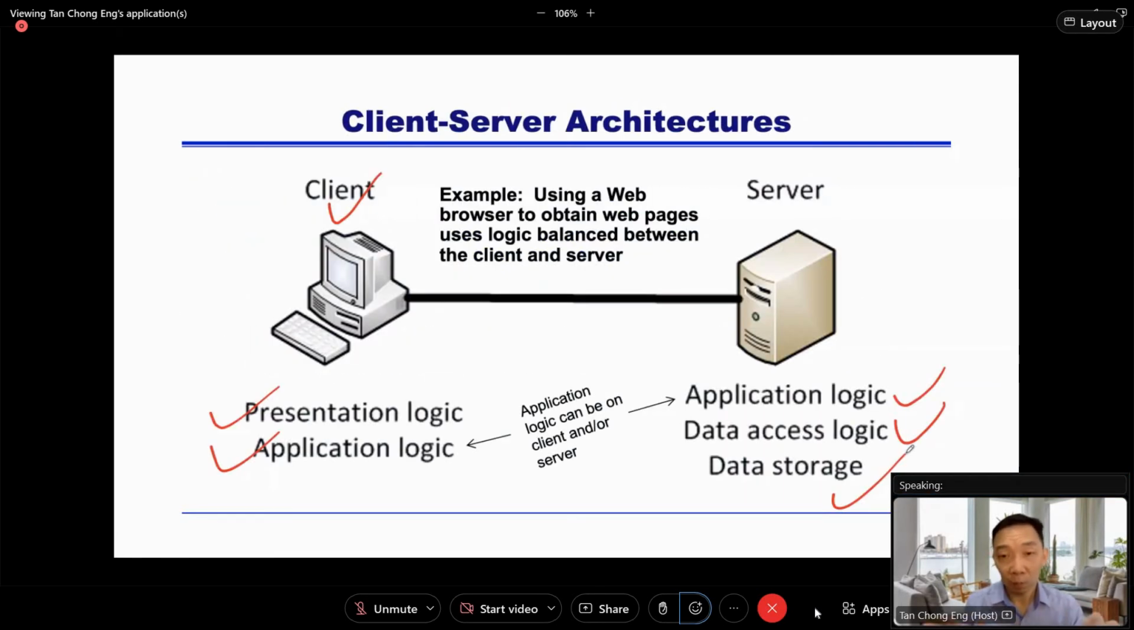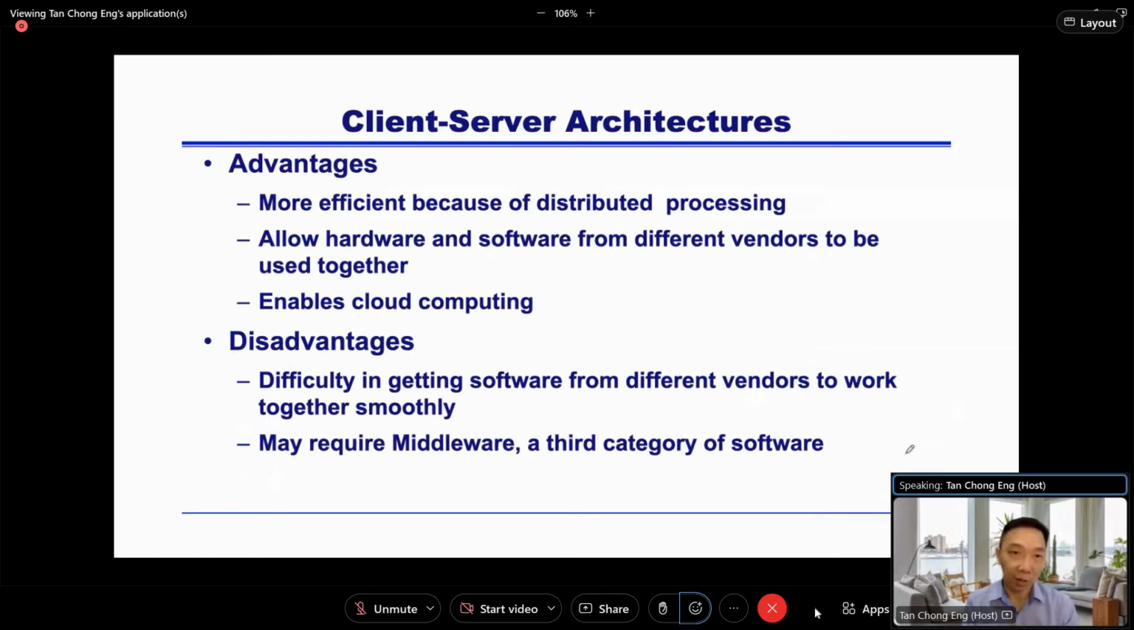So they basically just split. The server is going to host the data through SQL, and then they will also have to define a data access logic and application logic as well, so that they will work together with the client PC in a client-server architecture. So we basically share. You don't put a burden on one person.